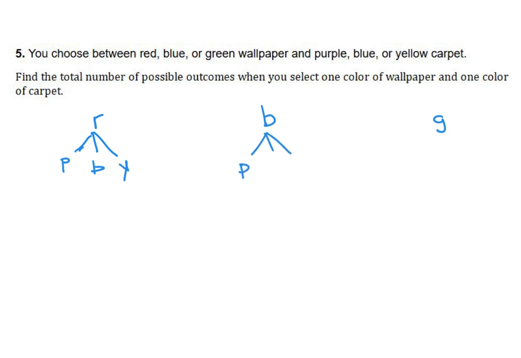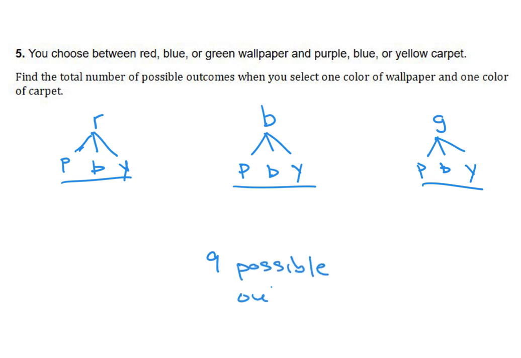If we chose blue wallpaper, we could choose purple, blue, or yellow carpet. And if we chose green wallpaper, we could choose purple, blue, or yellow carpet. So now you could see that there are going to be 3, 6, 9 possible outcomes. Another way to calculate this without drawing the tree diagram is to recognize you had 3 possible outcomes for your first choice, 3 possible outcomes for your second choice, and 3 times 3 is 9.